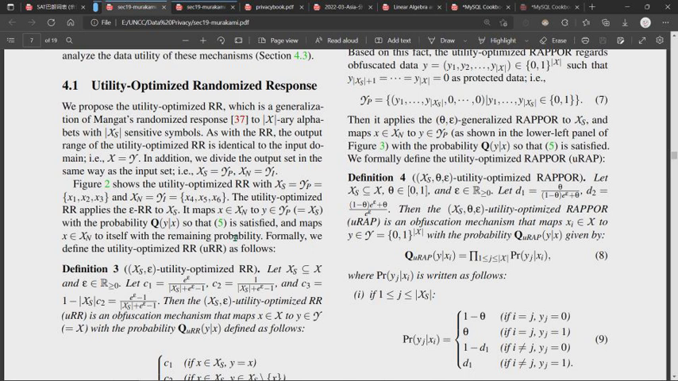The upper range of the utility optimized R is a needle to input domain. We divide the output set in the same way as the input set. Okay. Protected and invertible.